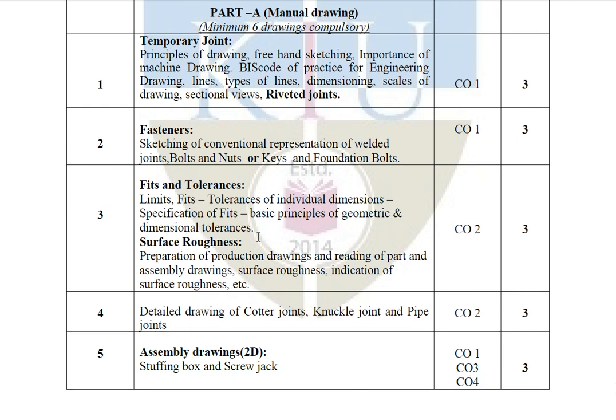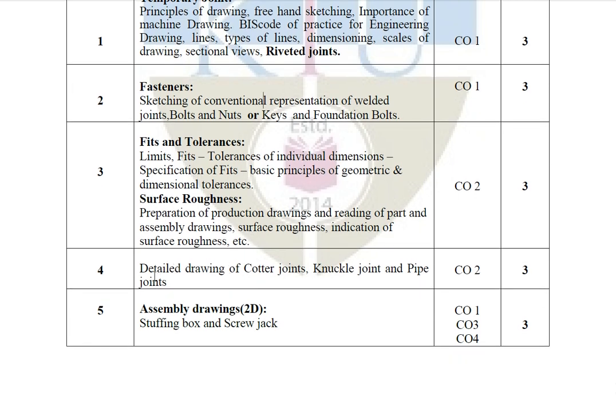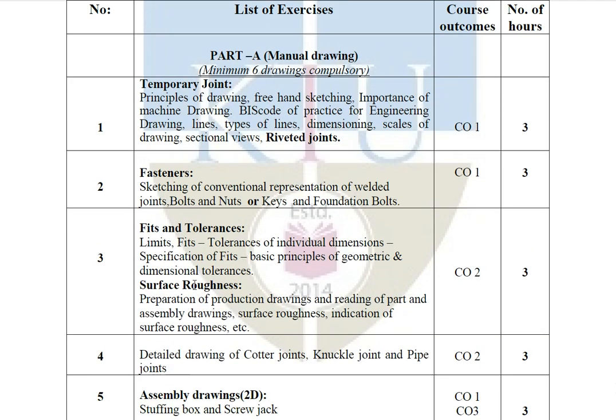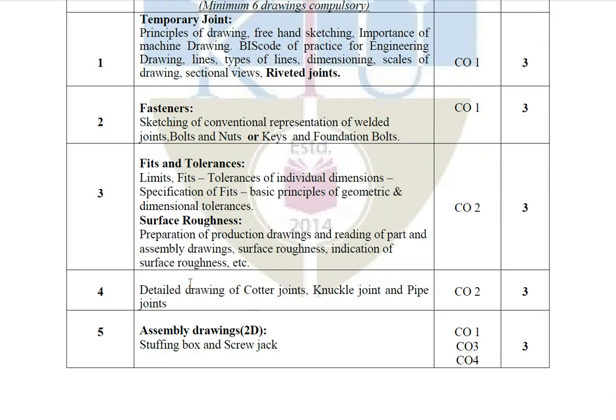Okay, the concept of limit, fit and tolerance, and also you'll be given an introduction on surface roughness. Then followed by detailed drawing of quarter joint, knuckle joint, and pipe joint. So different joints will be given, and you have to draw them in your chart paper, right? And finally, there is an assembly drawing as well.